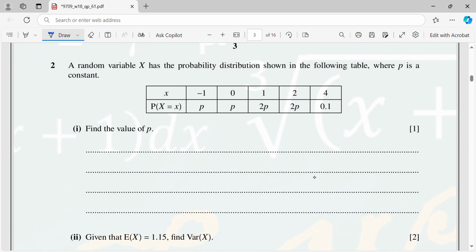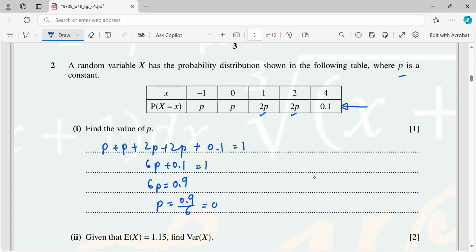Okay, so for question number 2, the random variable x has the probability distribution as shown in the following table, where p is a constant. Now find the value of p. We know that total probabilities is 1. Therefore, just add up all the probabilities and equate to 1. Therefore, I will be getting p plus 2p plus 2p plus 0.1, that is 1. So for the left hand side, you will be getting 6p plus 0.1 equals 1. That means 6p is 0.9. So your p is 0.9 divided by 6. That is 0.15.